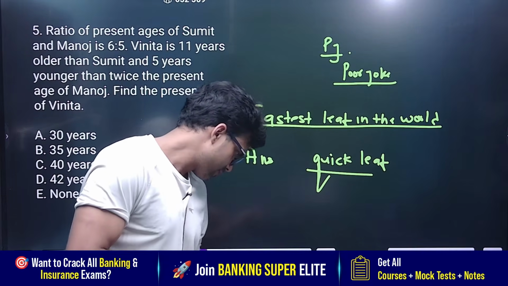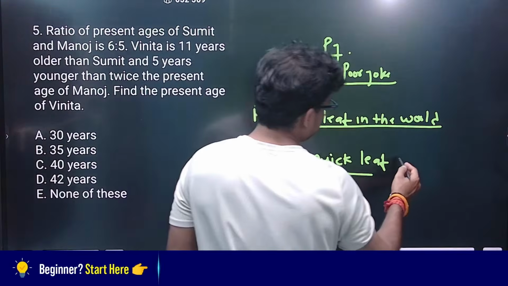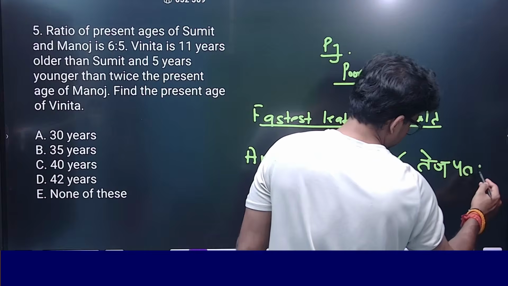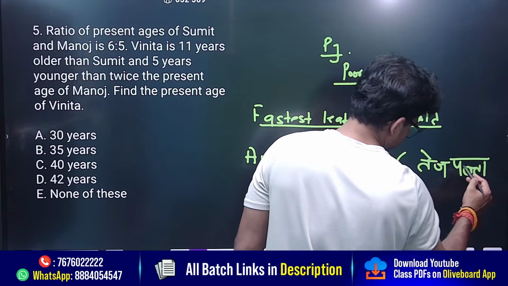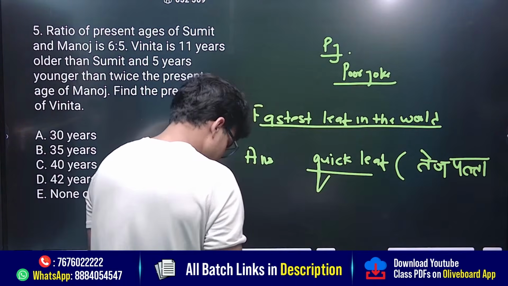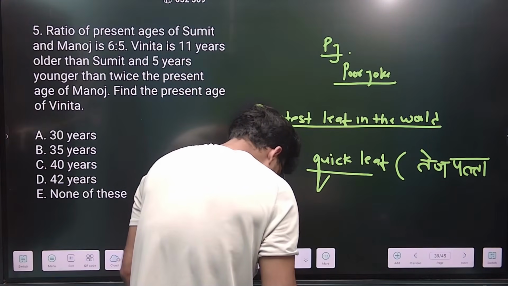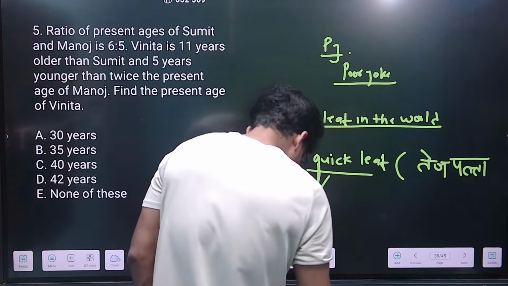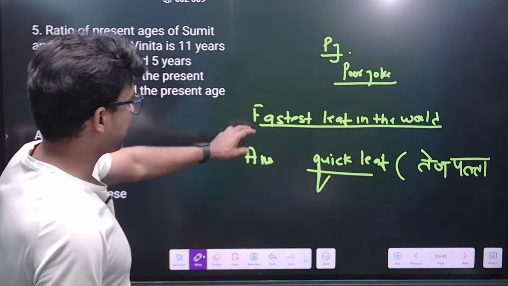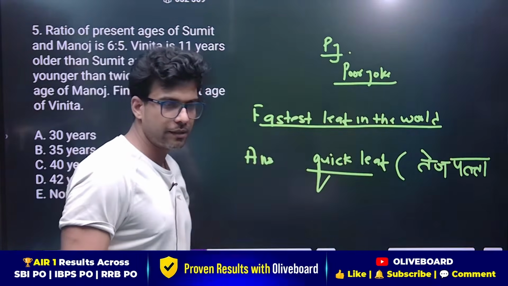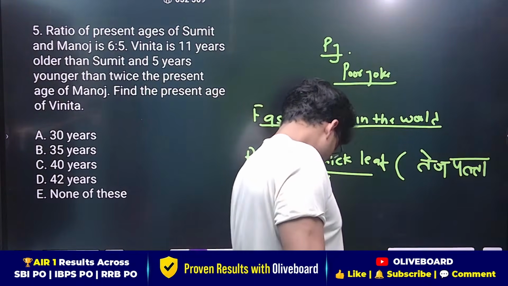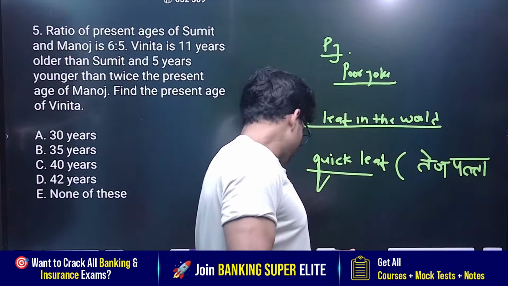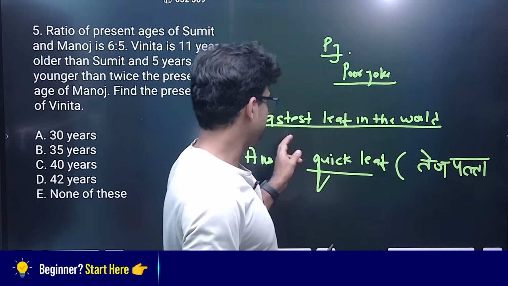In Hindi we call it a tej patta. My Hindi is quite bad, so I'm just writing it out. I've written tej patta. Okay, you guys don't know? In Hindi we call it a tej patta. This is a poor joke, so don't laugh, please. So now, Ankit, you understand the meaning of tej patta? That's called the fastest leaf in the world.